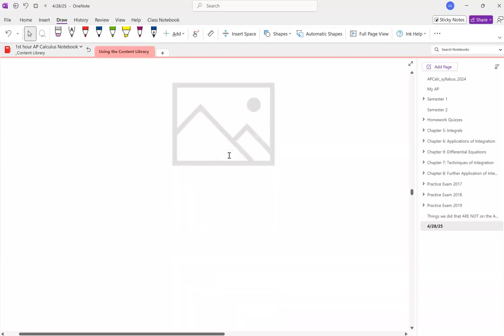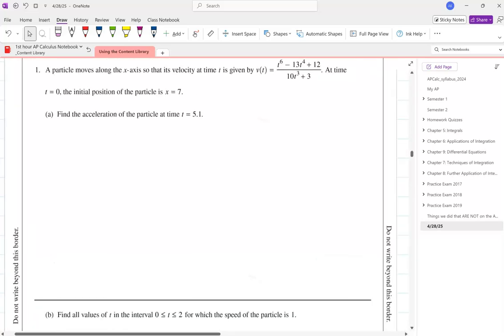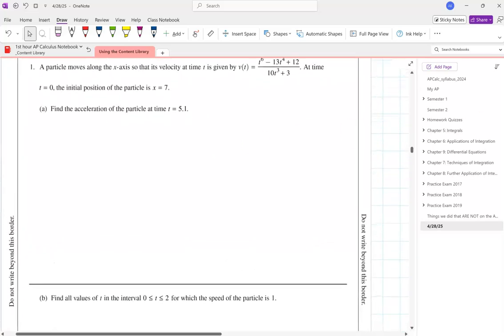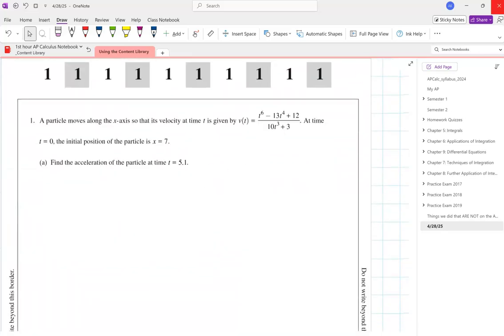All right, so these are the calculator-based ones. And there's just two of them, notice. So again, you'd have 30 minutes to do these two questions. Before, you would have had an hour to do four with no calculator.